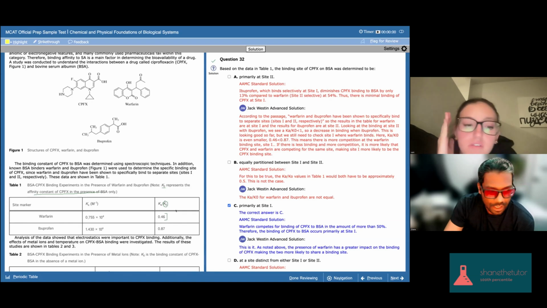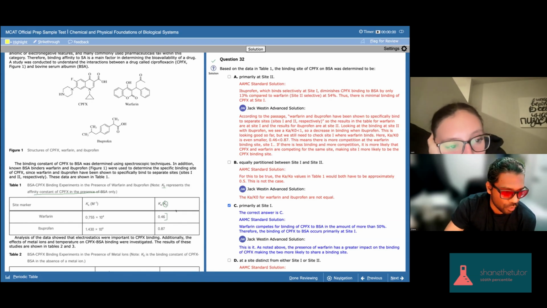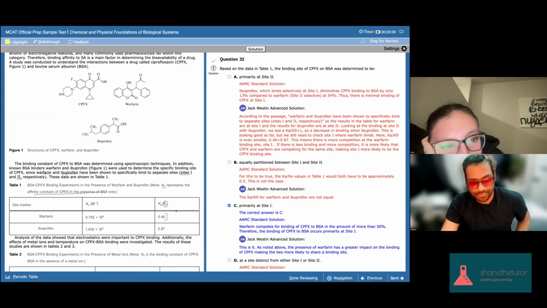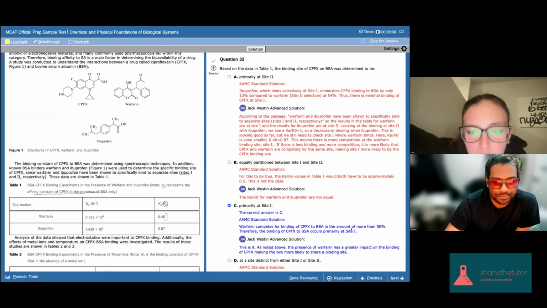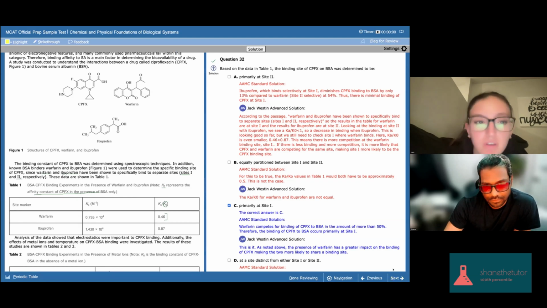And then they said in the passage that warfarin binds to site 1 and ibuprofen binds to site 2, right? So then site 1 for warfarin, the K naught is greater. Yep. Cool. I'm going to assume that this was a guess, but I remember looking at the problem and I'm genuinely unsure.